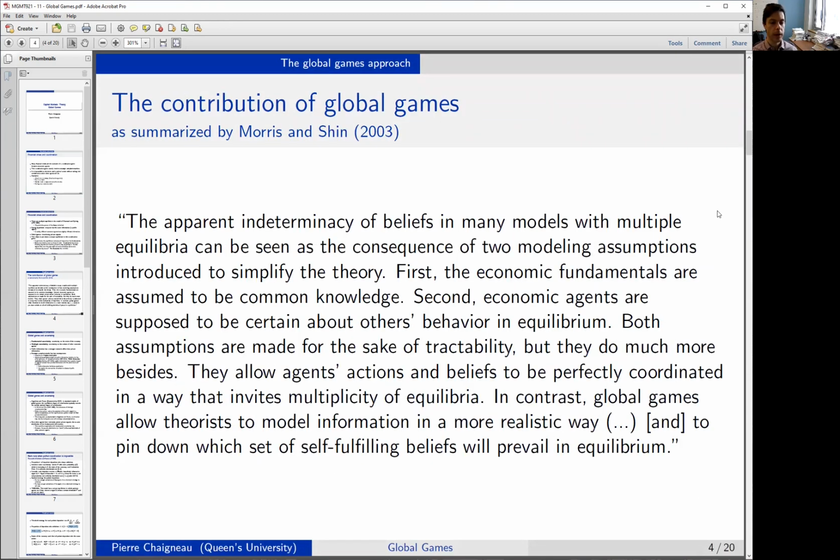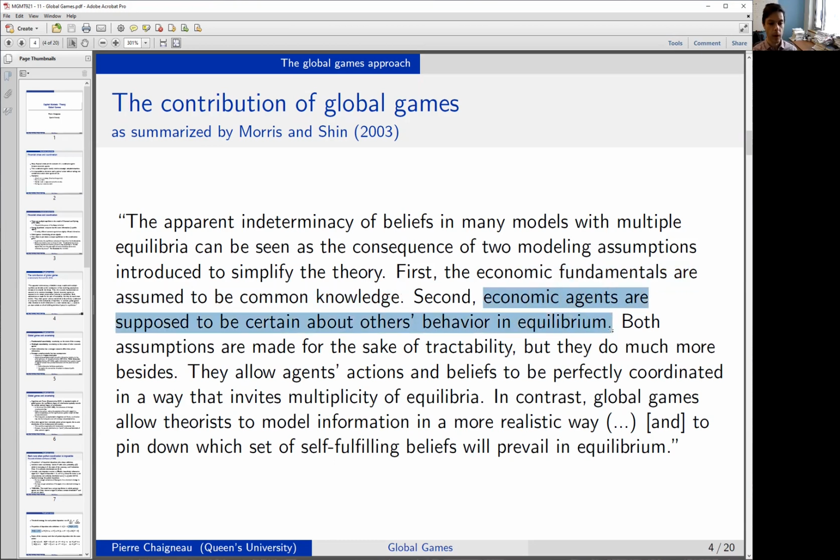And the way that global games help identify the unique equilibrium is quite clearly summarized by two pioneers in this literature, Morris and Shin, in the following quote. And so just saying that there were two very strong assumptions in models like those of Diamond and Dybvig. The first one is that economic fundamentals were common knowledge. So everyone knows these fundamentals, and everyone knows that other economic agents know them as well.